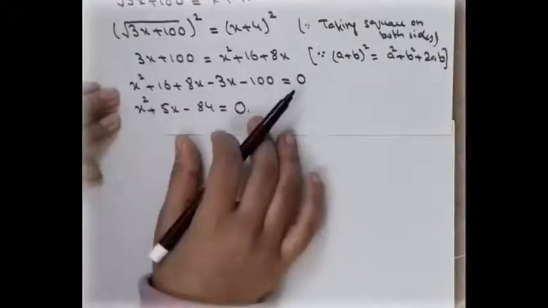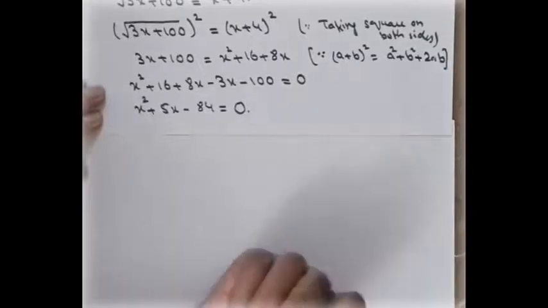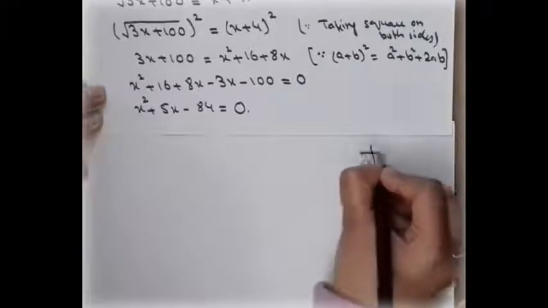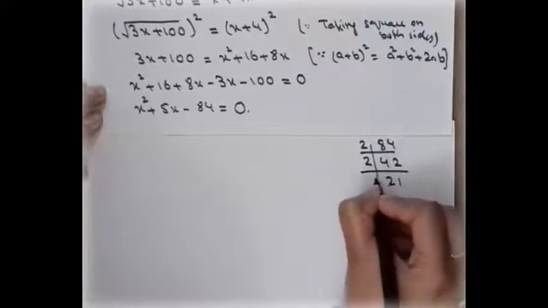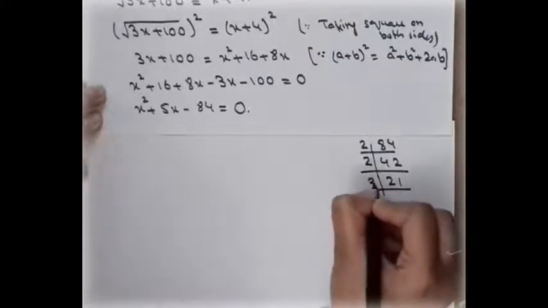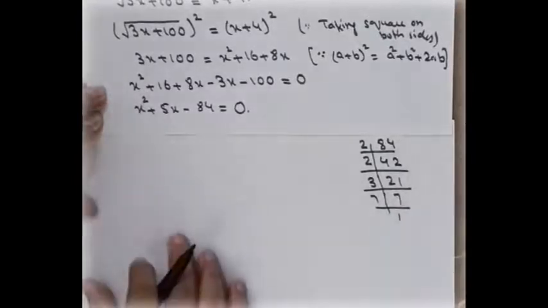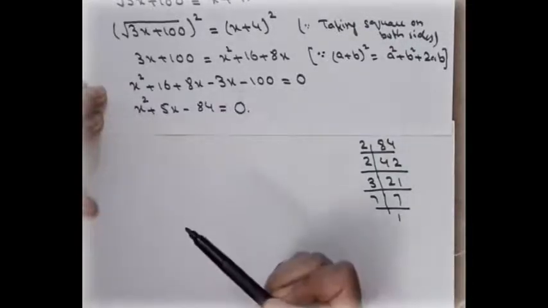Here it is a quadratic equation, and we can solve it by any method: factorization, completing the square, or the quadratic formula. We use the factorization method here, and we make the factors. First of all we factor 84: 2 times 42, and 42 is 2 times 21, and 21 is 3 times 7. In the previous videos we discussed in detail the three methods of solving the quadratic equation.